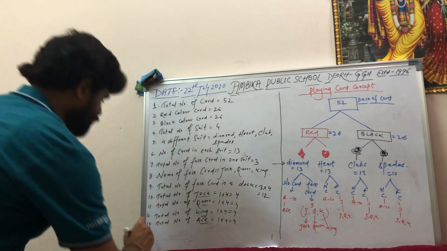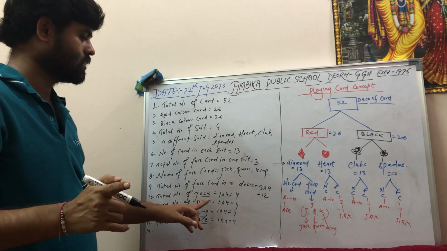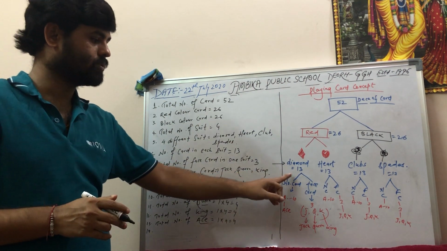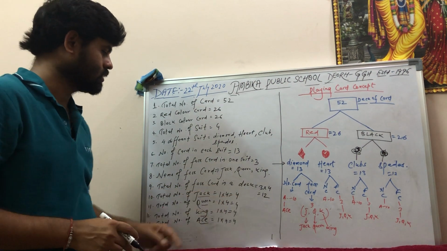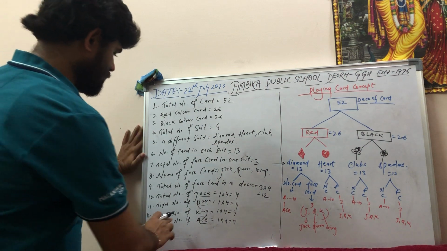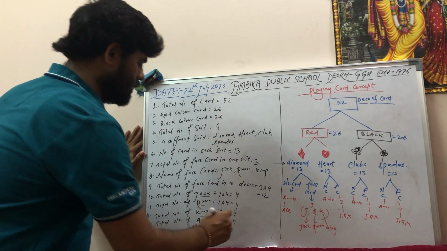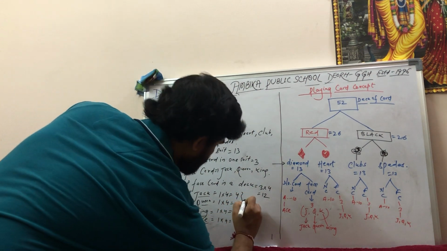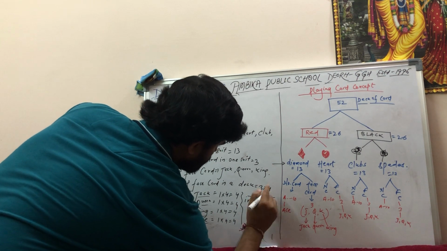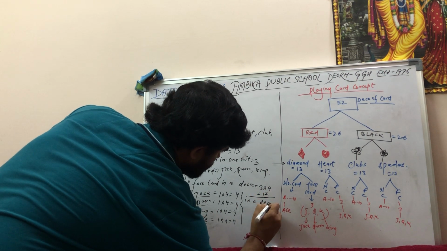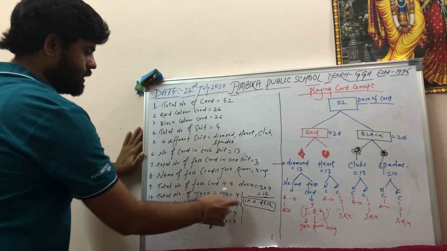Right? So 14th point: total number of jack in one suite is how much? Total number of jack in one suite equals 1, but total number of jack in a deck equals 4. So total number of jack equals 1 into 4. Total number of queen equals 1. These all things are in a deck. Total number of jack in a deck equals 4.